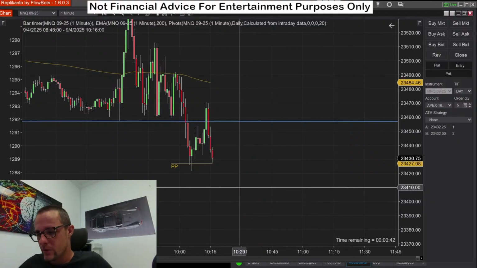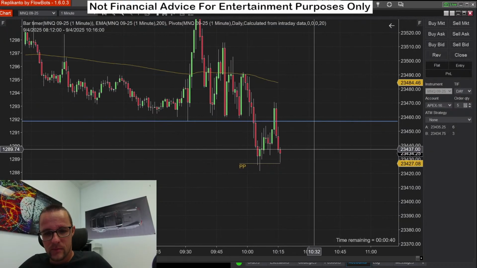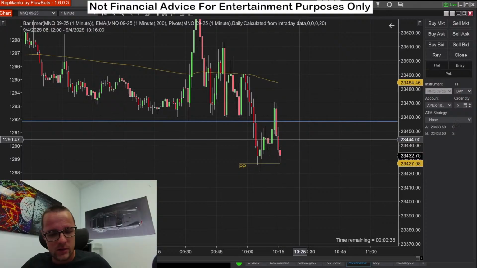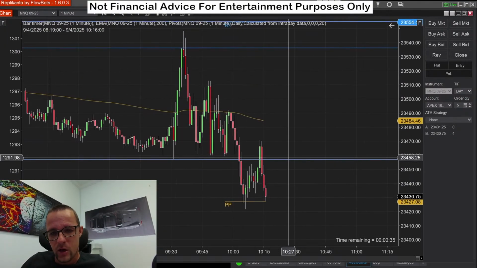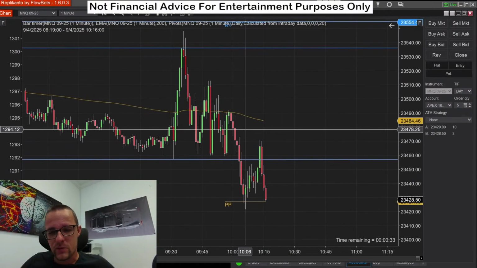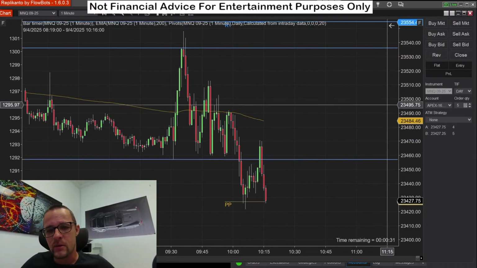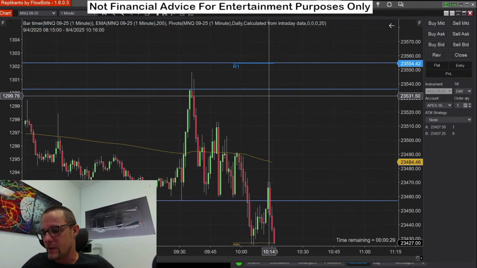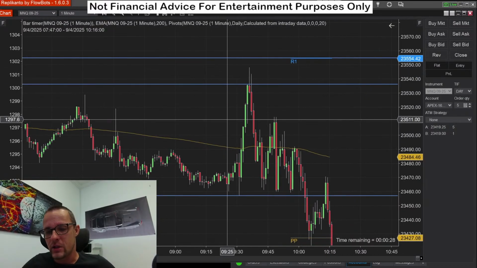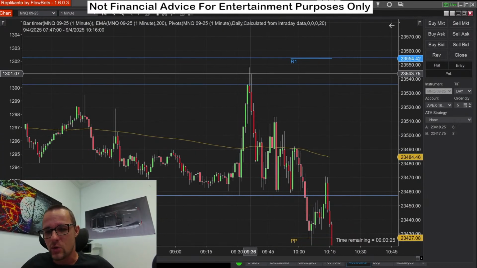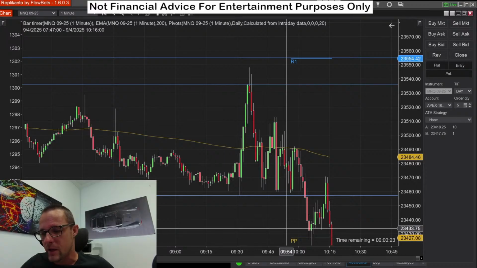What strat do you use? I use the first 5-minute range. Simply put, market opens, I mark out the first 5-minute range, which is this blue line you see, that's the bottom. And then this top blue line you see, that's the top. Once that 5-minute range is formed, I wait for price to close above or below the 5-minute range.